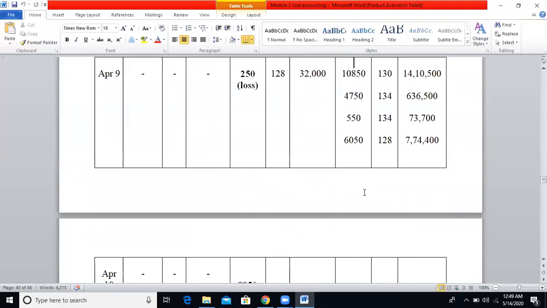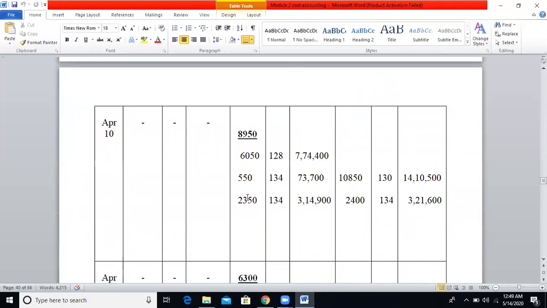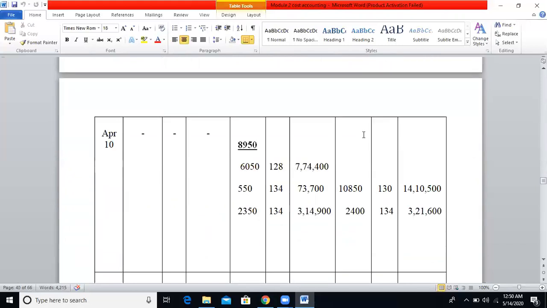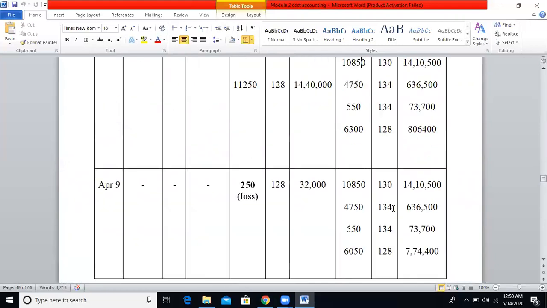The next is, out of 4,750, we have issued how many units? That is 2,350 units. The remaining quantity will be 2,400. The rate will be 134. So if you calculate 2,400 into 134, you will get 3,21,600 as the total. And 550 return goods we have issued completely. Then 6,050 at the rate of 128 we have issued completely. Now the balance will be, we are having only 10,850 units at the rate of 130 and 2,400 units at the rate of 134.